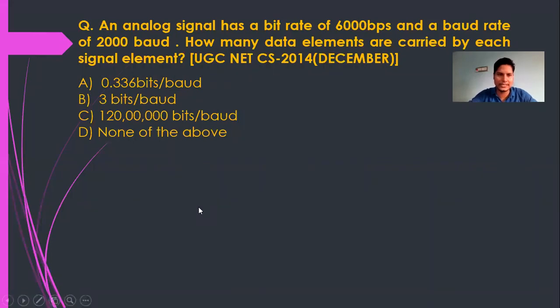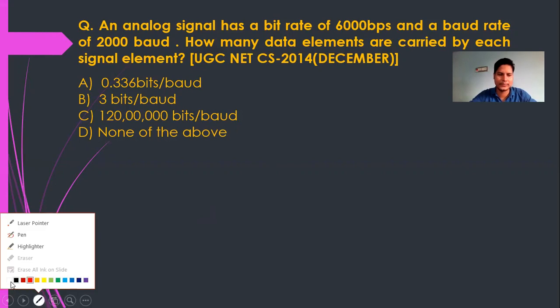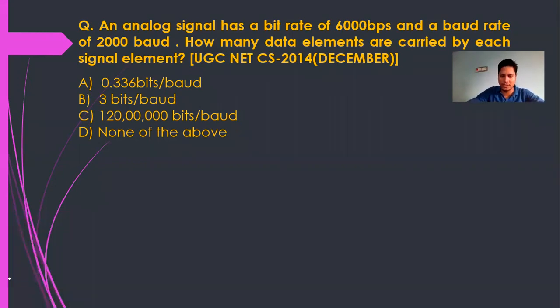Here you can see the problem question: an analog signal has a bit rate of 6000 bits per second and a baud rate of 2000 baud. How many data elements are carried by each signal element? This question was asked in UGC NET CS 2014 in the month of December. So let's solve this question. The options are available here.